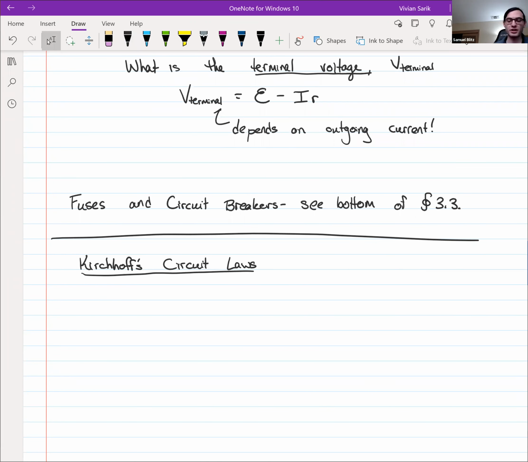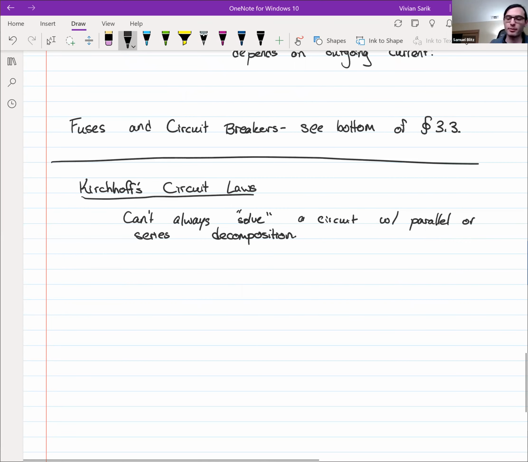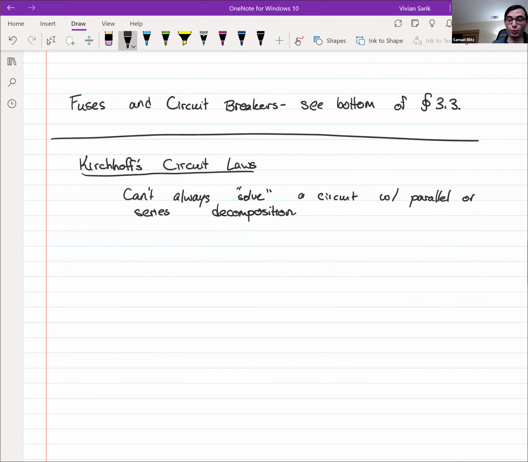It turns out that you can't always solve, put that in quotes, a circuit with parallel or series decomposition. You might think that you can always just simplify and simplify and simplify a circuit until it's just series and until it's just one resistor, but it turns out it's not possible. So let me give you a few examples of where you can't do this.